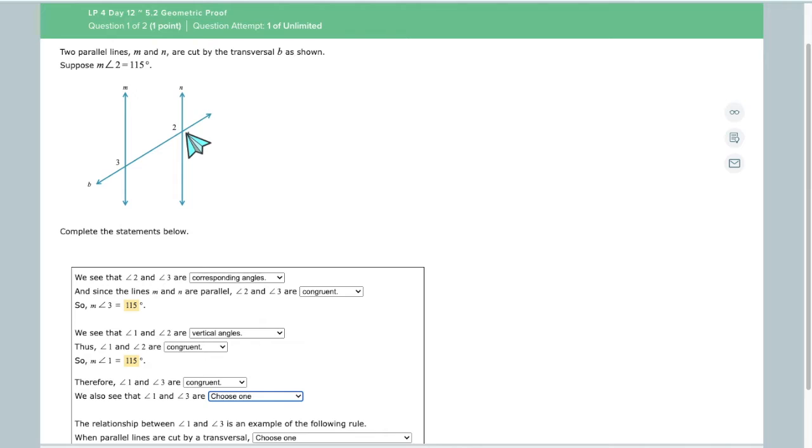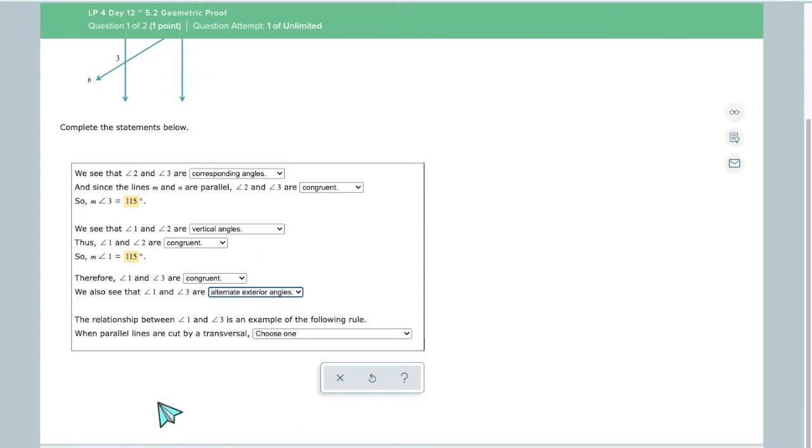So when we're talking about interior, this is the interior inside the parallel lines. Exterior would be outside here or outside over here. So if I'm looking at 3, I have an exterior angle here. I'm going to go to the other side of the transversal and slide as far as I can go, and I land on 1. So these are called alternate exterior angles. They're on the outside of the parallel lines, and they're on opposite sides of that transversal, that line that's crossing the two. So the relationship between angle 1 and 3 is an example of the following rule.